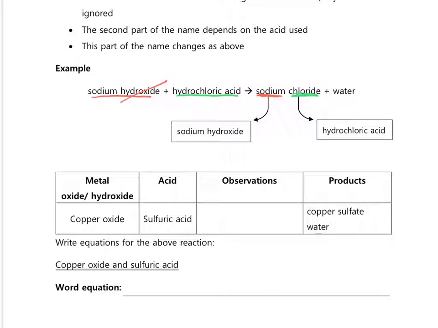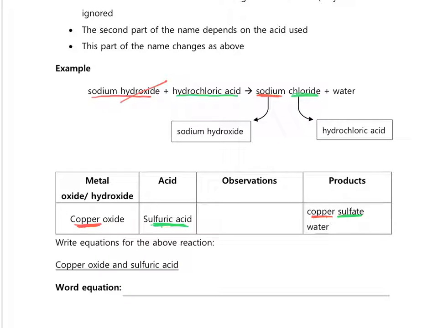So you can see that in the reaction that we have here, and this is the one example that you need to be familiar with. So we've got copper oxide reacting with sulfuric acid. First part of the name comes from the metal, which is copper. Second part of the name of the salt comes from the acid, and we've got sulfuric acid, so it changes its ending to sulfate.